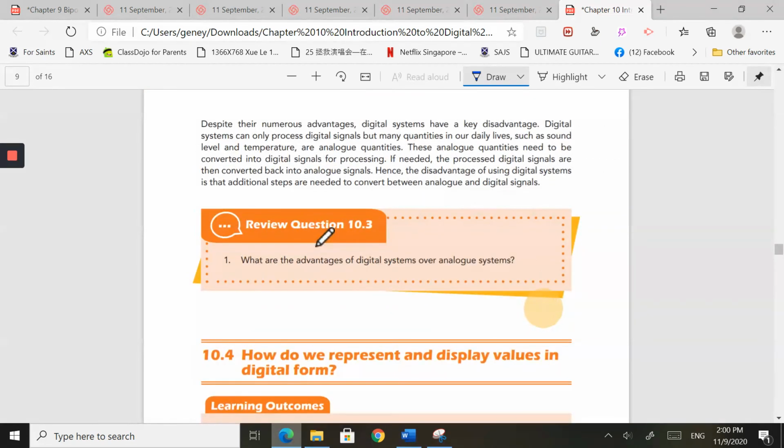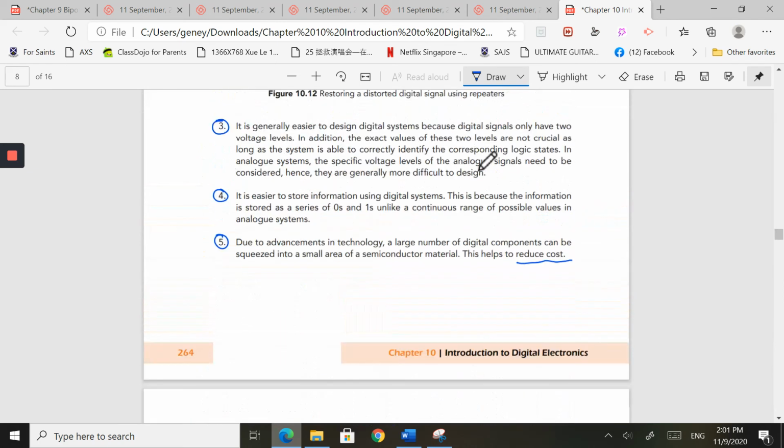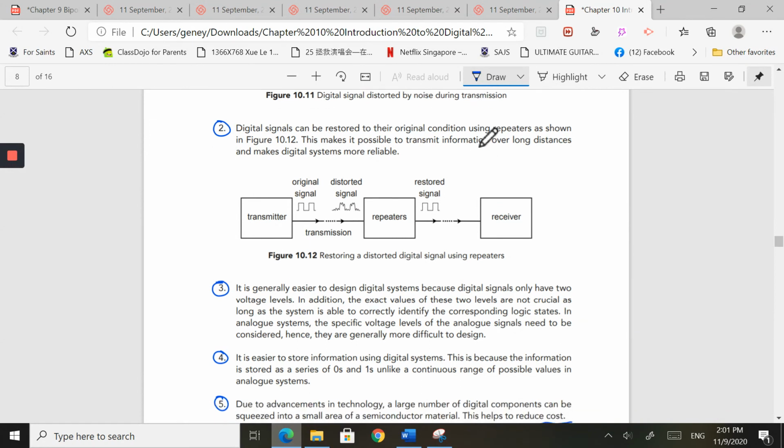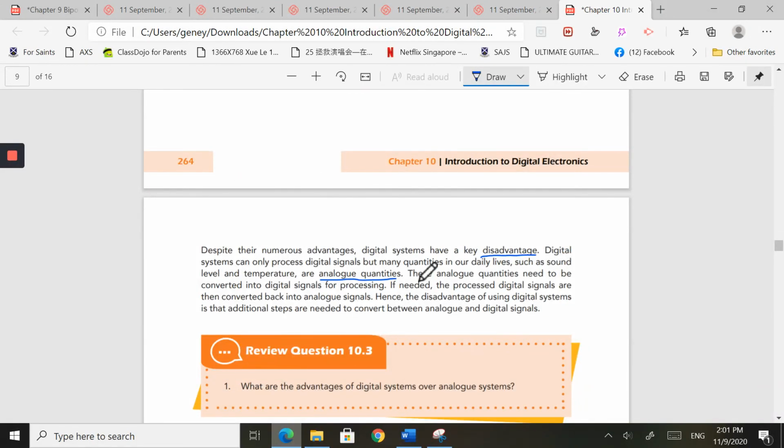However, they do have disadvantages. It can only process digital signals, but many quantities in our lives, like I said earlier, are analog quantities. So you need to convert these analog into digital, and then for us to hear it or see it or feel it, you need to convert it back from digital to analog. So there is an additional conversion process, but I feel it's worth it. So just a quick one, remember all the advantages, the 5 advantages, and remember the disadvantage.